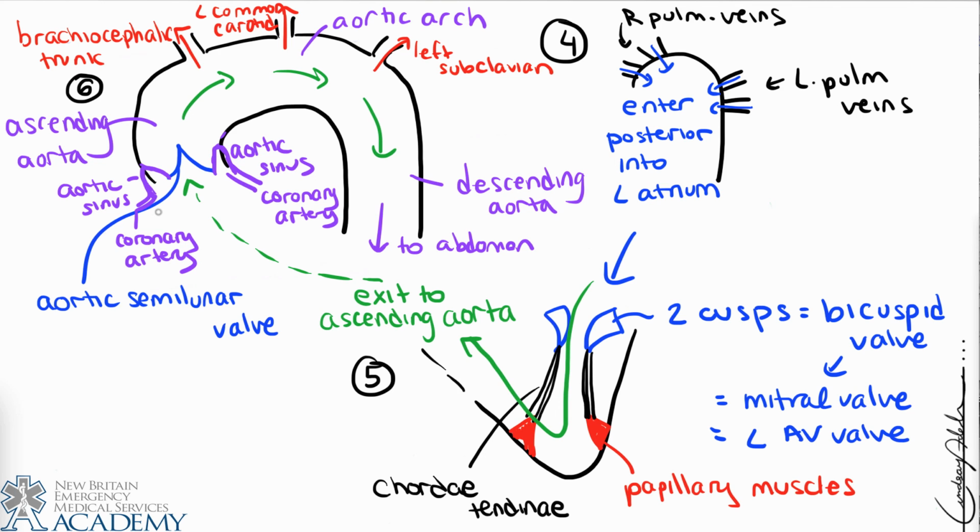And then, of course, just to complete the circuit, once the blood has flowed through the aorta and traveled all throughout the body, it will come back and again flow into the SVC, IVC, and coronary sinus. And so we just repeat the flow of blood over and over again.